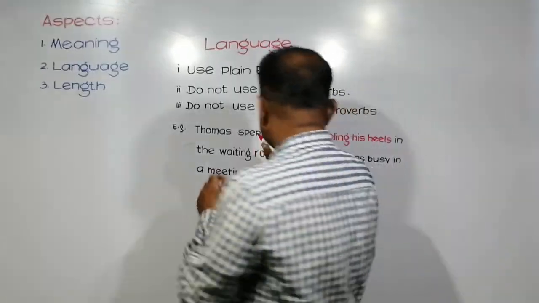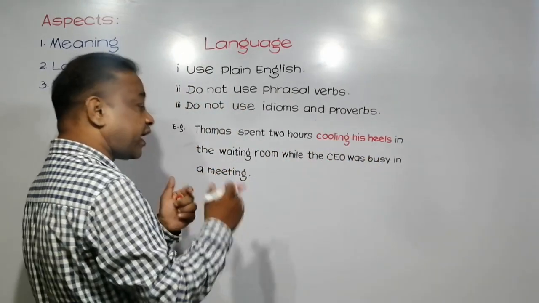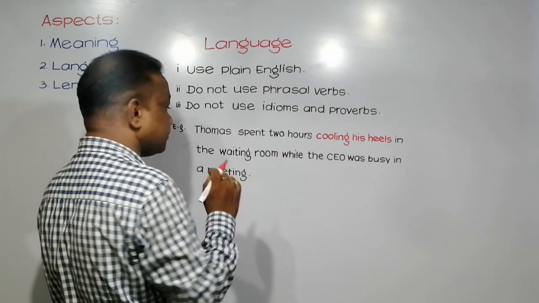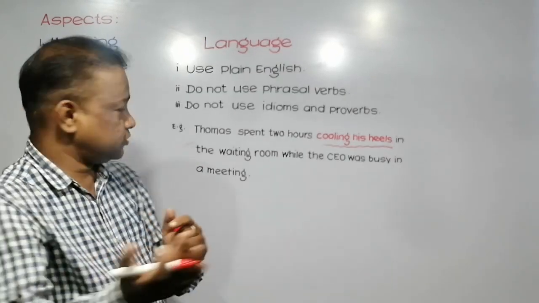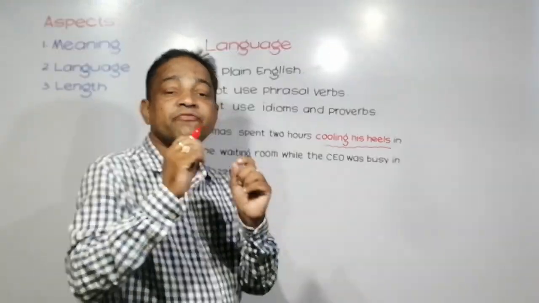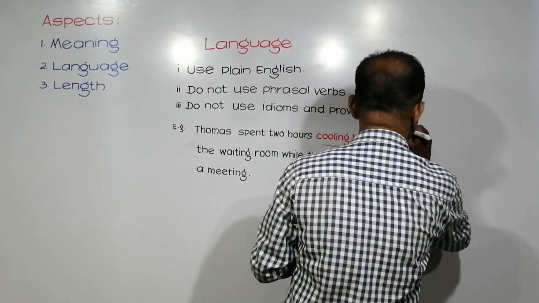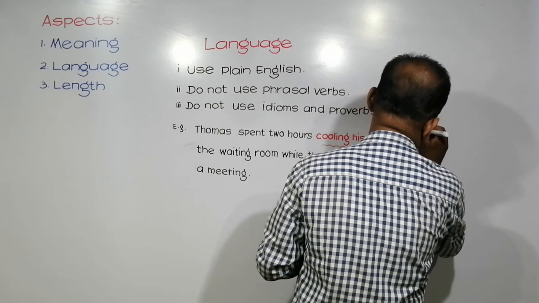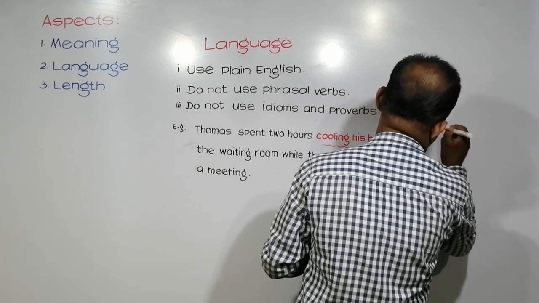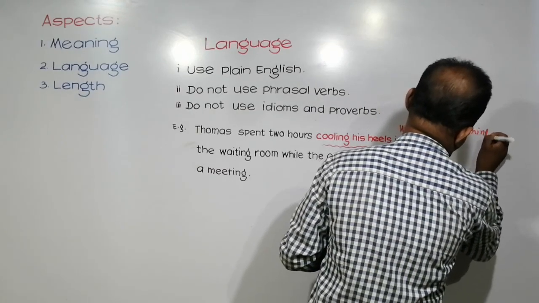For example, Thomas spent 2 hours cooling his heels in the waiting room while the CEO was busy in a meeting. This one is the most difficult part for you. This one is an idiom. Try to avoid it. Its meaning is waiting for something. Instead of writing cooling his heels, you can write waiting for something. Okay? You can write this.